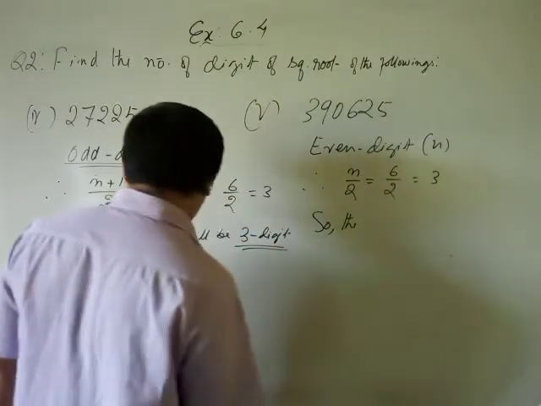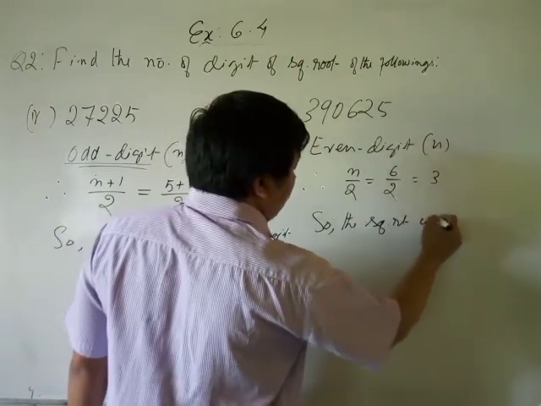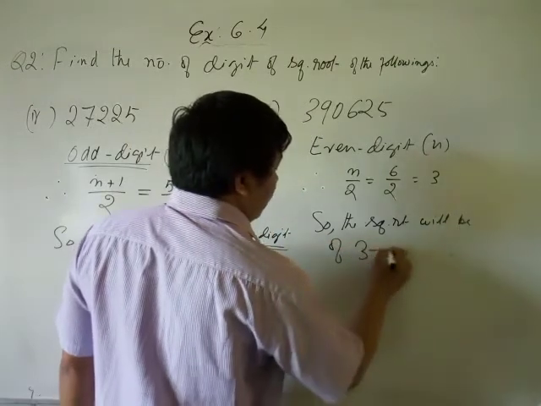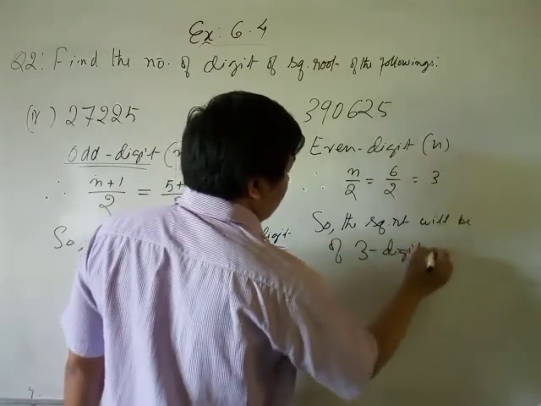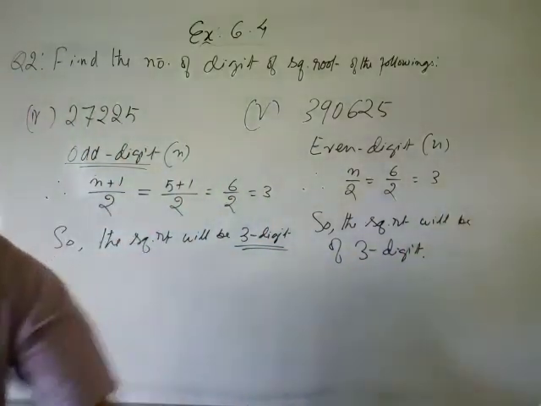So we will write: the square root will be of 3 digits. Like this, the answer is. So let's go to the next question.